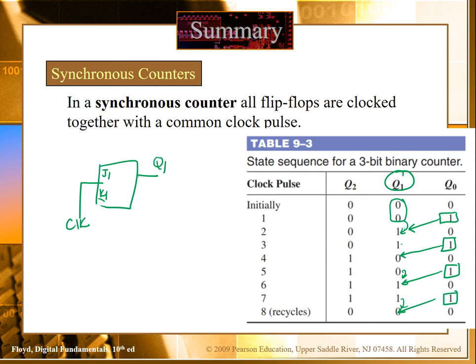The operation of this output depends on this thing, the Q0. It's changing its state when this is 1. So basically the input should be this one, Q0.